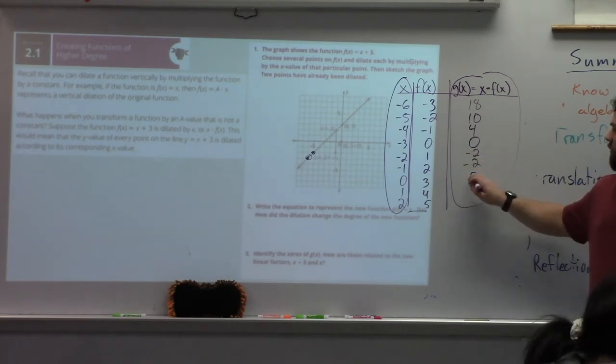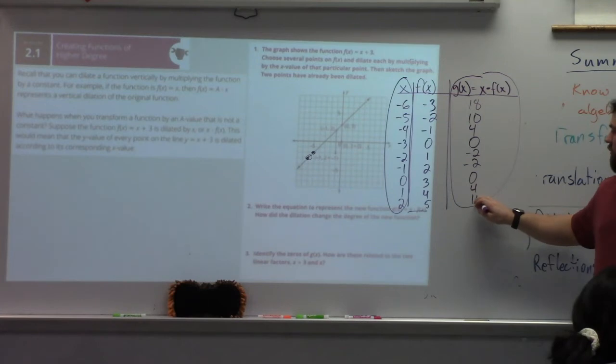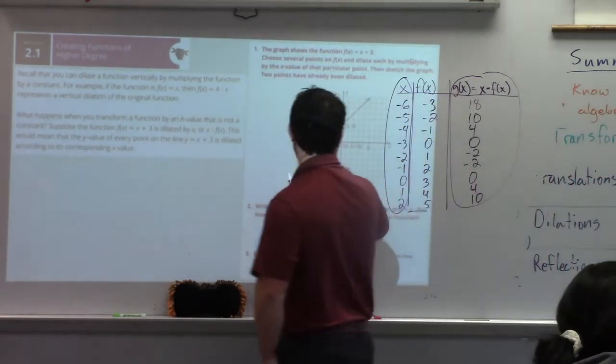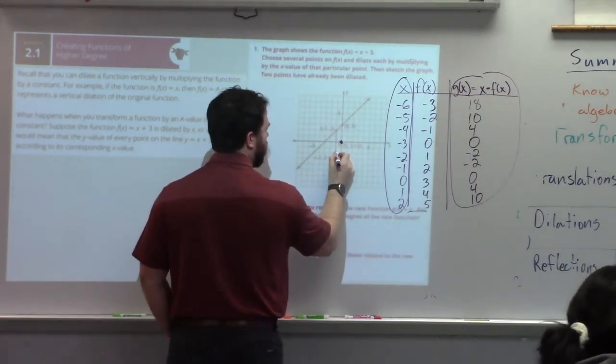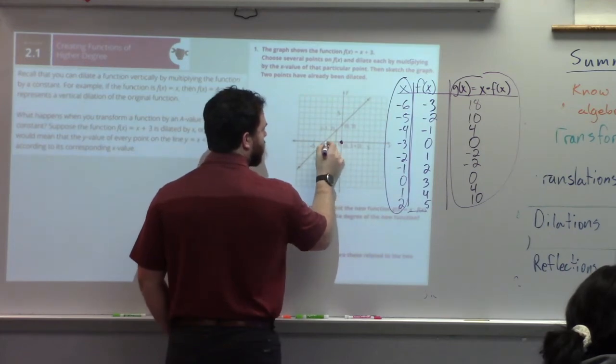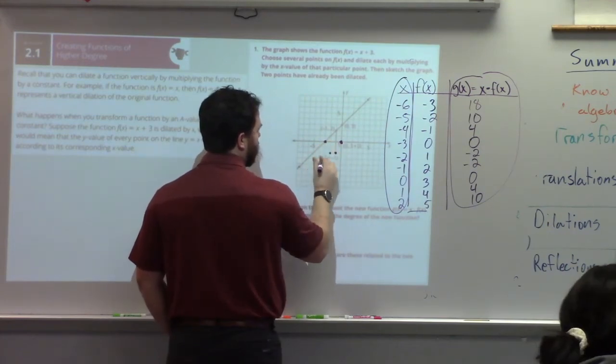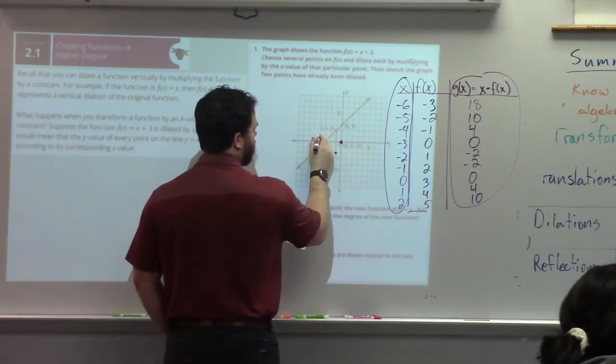Negative 1, 0, 4, and 10. So it went up, down, and up, around, down, stayed the same, then down again, then up.